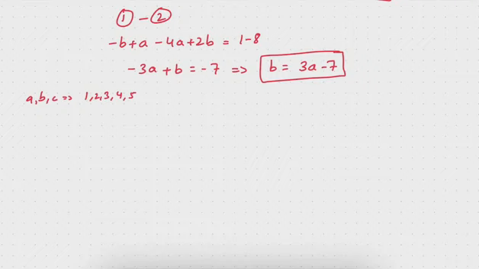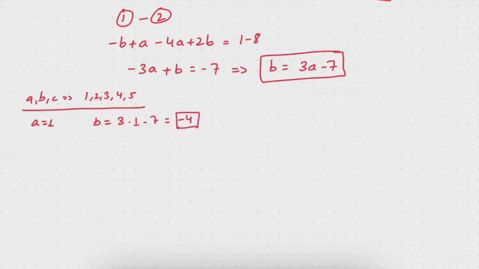So in the question we have to prove that the only way the values can be assigned to a, b and c is in a particular manner. So how do we prove this? Let us assume that a equals 1. If a equals 1, b will have to be 3 into 1 minus 7, that is minus 4. But b cannot be minus 4 because there is no such value here. So we reject this.